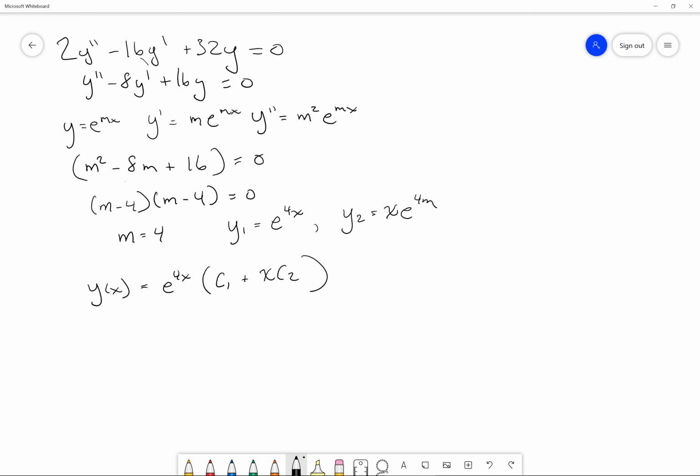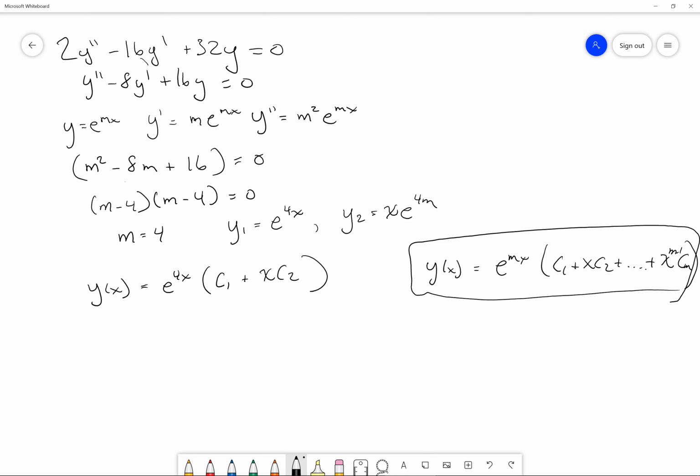The general solution, if you have multiplicity, is y equals e to the mx, and then we'd have c1 plus x c2 plus dot dot dot plus x to the n minus 1 c n, basically. Okay, so we saw this. This is how we deal with the repeated roots. So here's our general solution. Okay, so that's repeated roots.